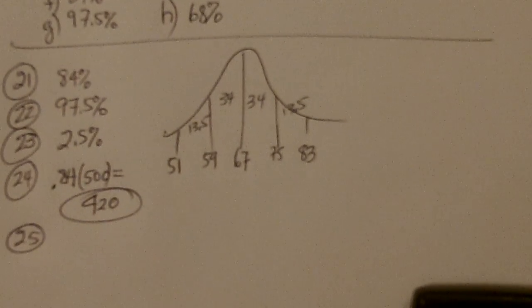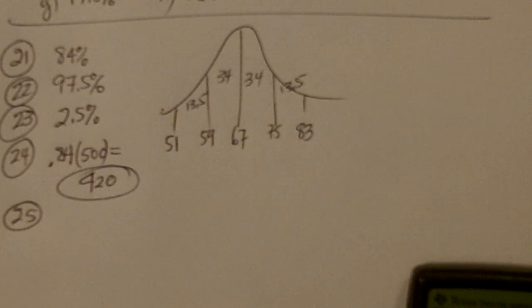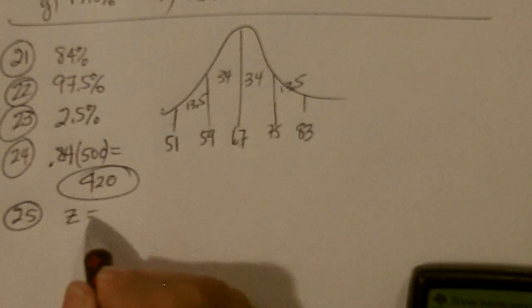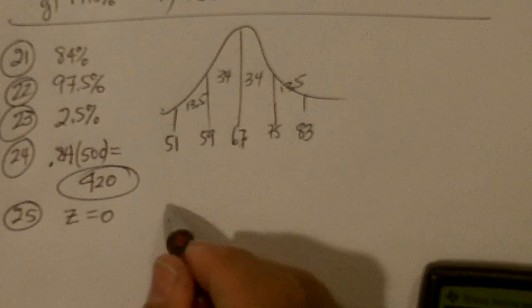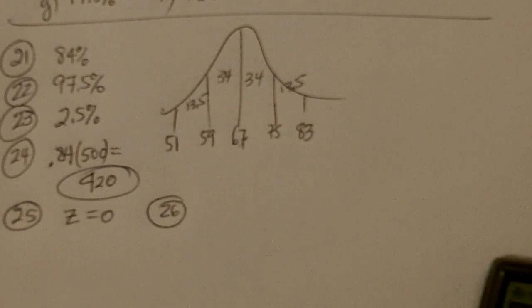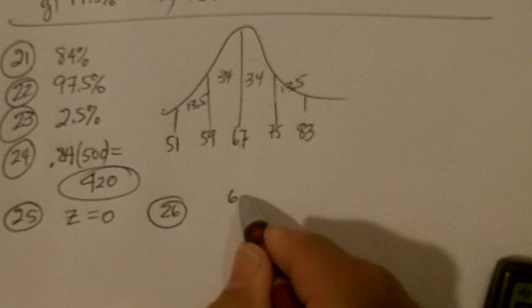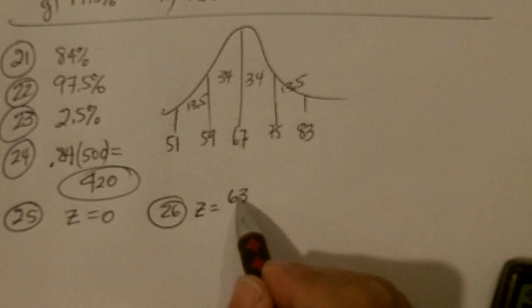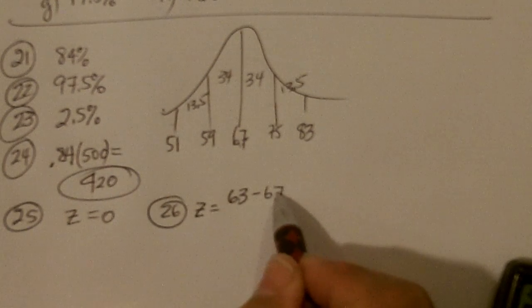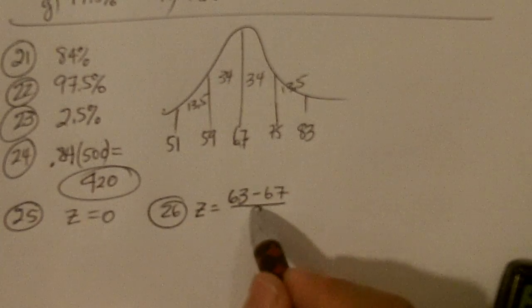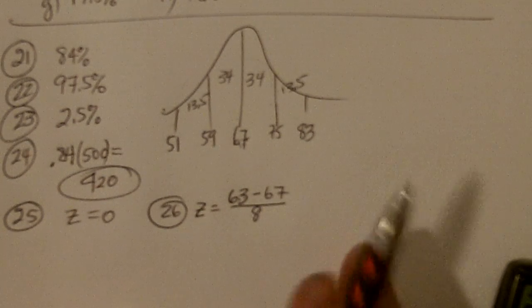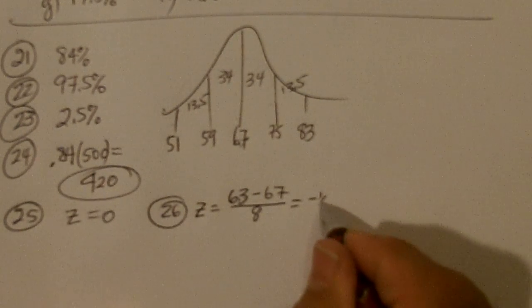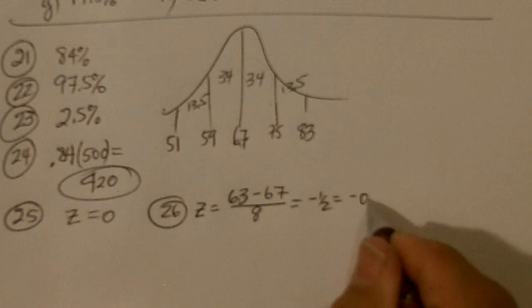25. What's the standard score for a score of 67? Well, the z-score, or standard score, for 67 is 0. That's right in the middle. 26. What's the standard score for a 63? The way you get the standard score is you take the score they gave you, 63, minus the mean, divided by the standard deviation, which was 8. So 63 minus 67 is minus 4 over 8, or minus 1/2, or minus 0.5.